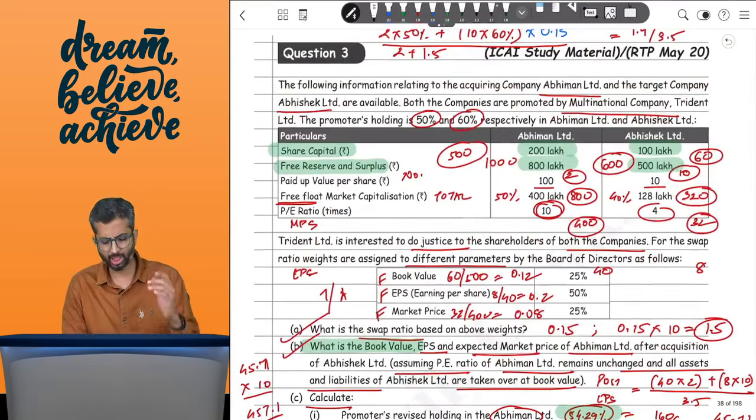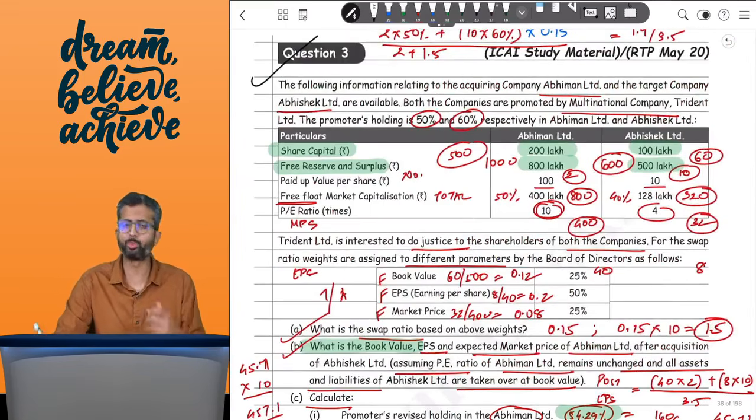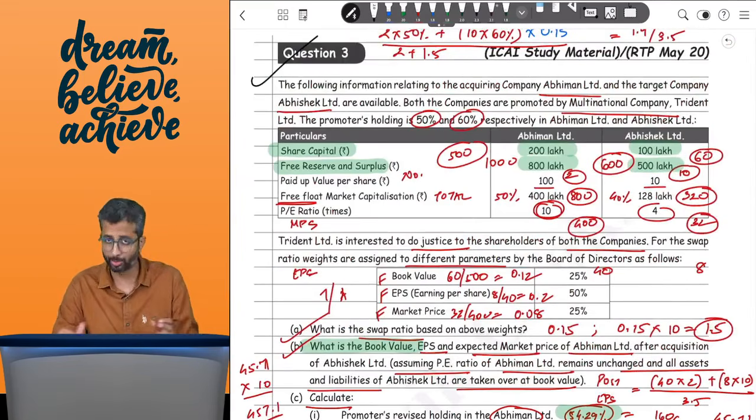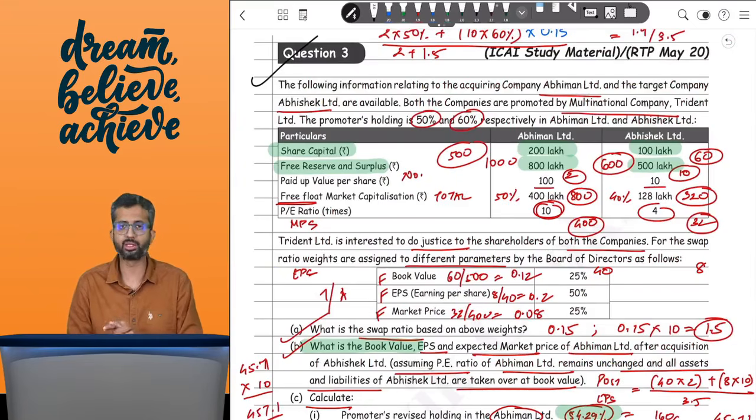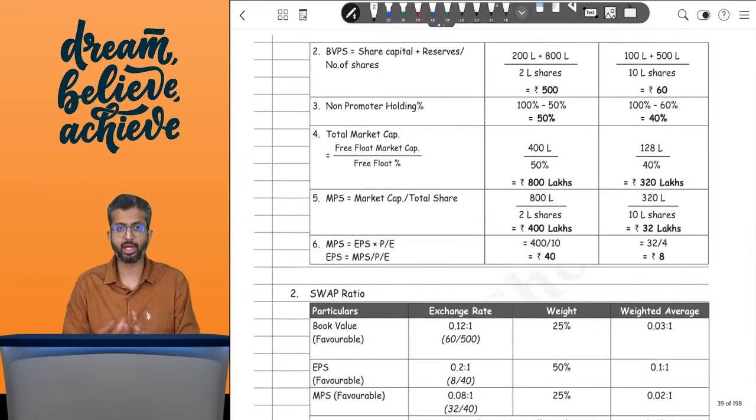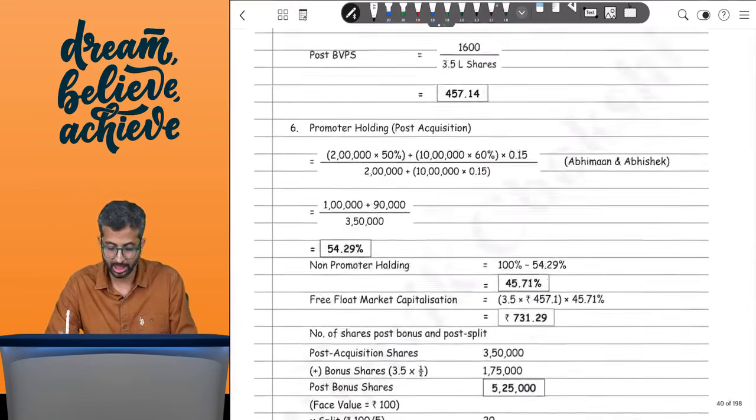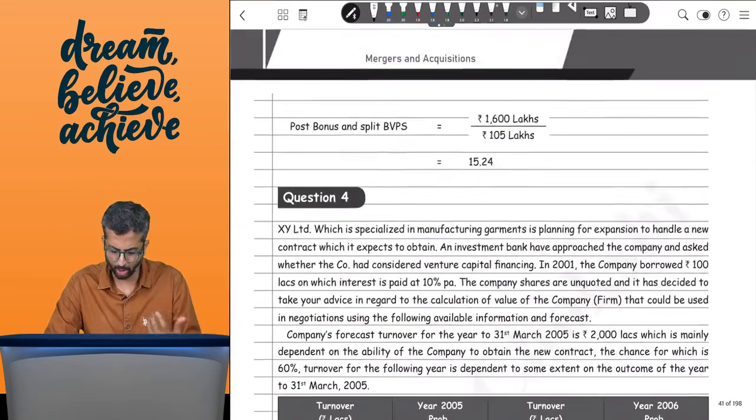So in this question, over and above the earlier question, there were two new points. First, you have to calculate the post-merger book value per share, and also you have to calculate something like the promoter holding as well as the free float market cap, which should help you sail through question number 3. A lot of working is given in the notes, you can refer to that.